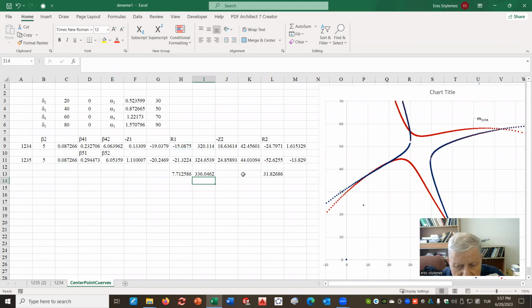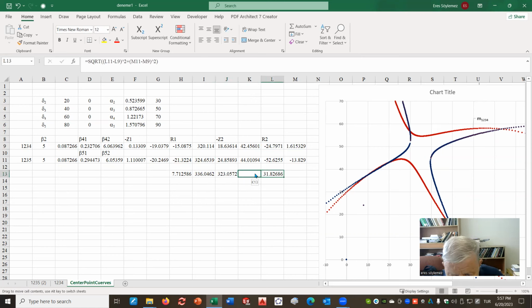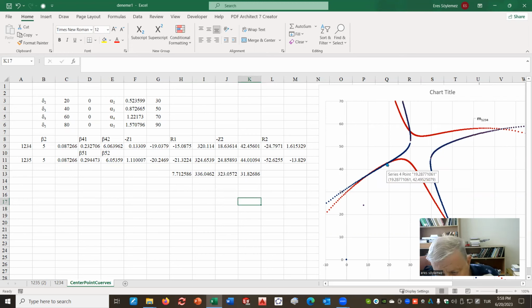That's another distance. The 4th distance is SQRT, this value minus this value squared plus this value, or open parentheses, minus this value, close parentheses, squared, close parentheses. Now I have these 4 positions. When they are equal to 0, that's the solution for 5-position synthesis.